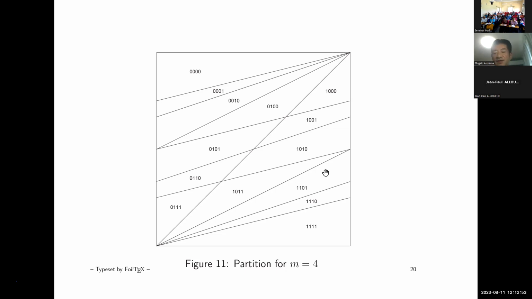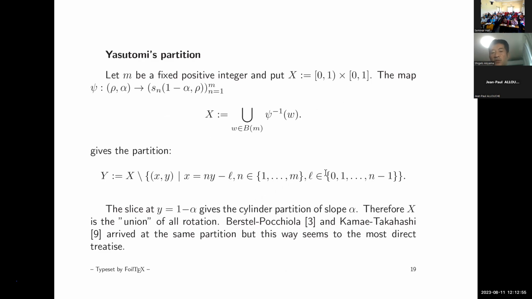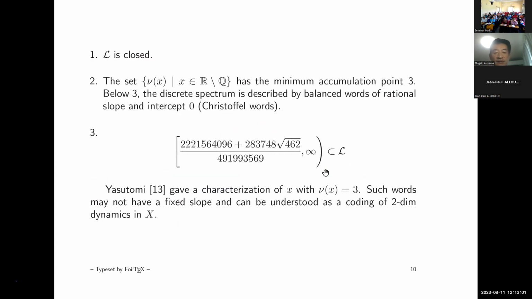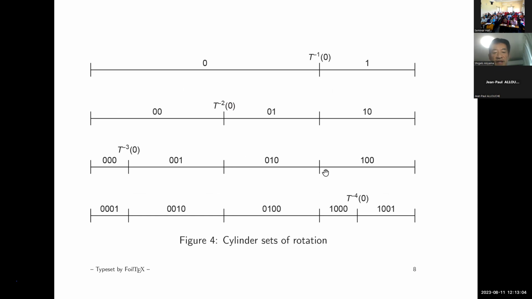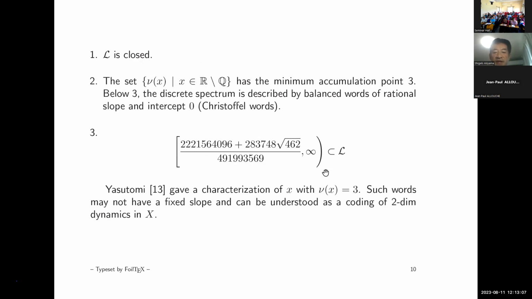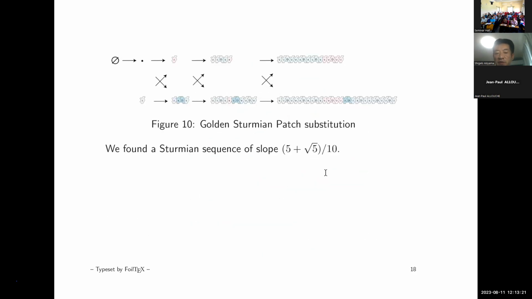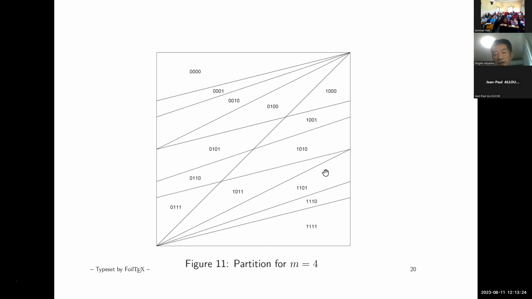And this is the idea of Yasutomi. And Yasutomi was interested in this Markov Lagrange spectrum, the original Lagrange spectrum, in the limit case, the first accumulation point 3, and he was very interested in this number 3 and tried to understand all the numbers. And he drew this picture. And I think this picture is very interesting and intriguing. So this is a moduli space of all the irrational rotations.